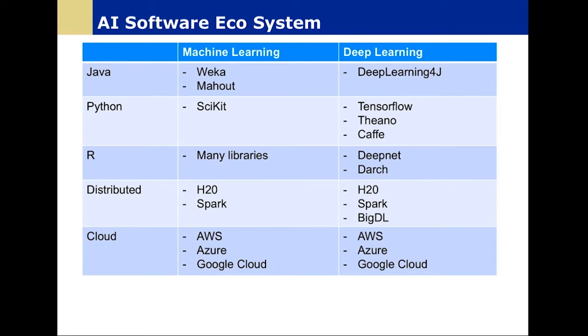There are a number of different projects around the AI software ecosystem, and many of you are probably familiar with libraries in languages like Python and R, which give us the ability to do general machine learning. Scikit-learn and many of the CRAN libraries in R give us that. We can also do distributed machine learning using H2O and Spark MLlib. Now, on the deep learning side of things, we generally have specialized frameworks. And many of you might be familiar with deep learning frameworks like TensorFlow, Theano, Caffe, etc.